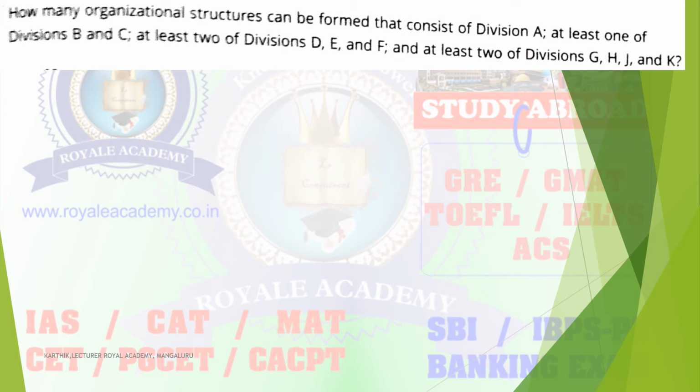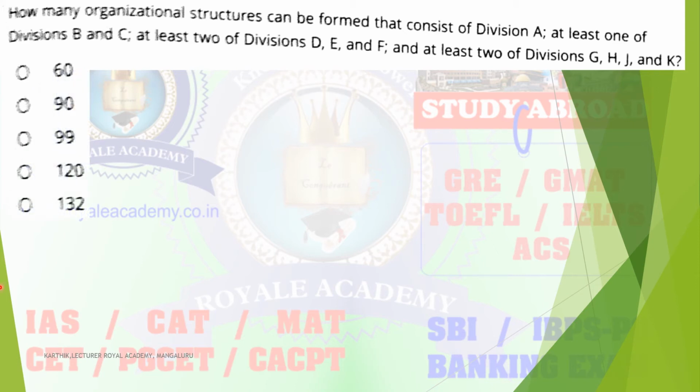Next question. How many organizational structures can be formed that consist of division A, at least one of the divisions B and C, at least two divisions of D, E, F, and at least two divisions of G, H, J, and K? This is a little bit of a tricky question, just a combination type of problem. We'll see how to solve this type of problem.